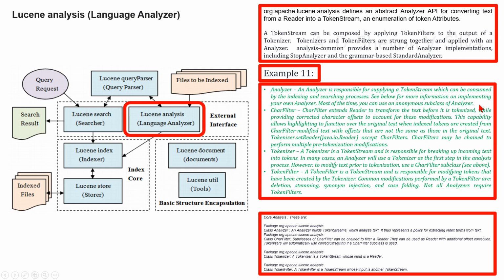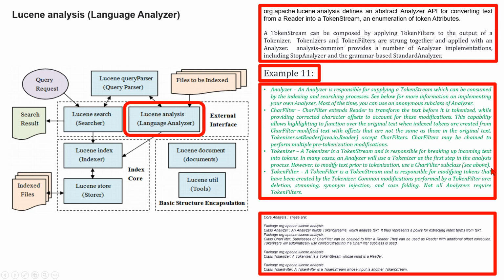Most of the time you can use an anonymous subclass of Analyzer. CharFilter extends Reader to transform the text before it is tokenized while providing corrected character offsets to account for those modifications. This capability allows highlighting to function over the original text when indexed tokens are created from the CharFilter-modified text with offsets that are not the same as those in the original text. Tokenizer.setReader accepts java.io.Reader; CharFilters may be chained to perform multiple pre-tokenization modifications.